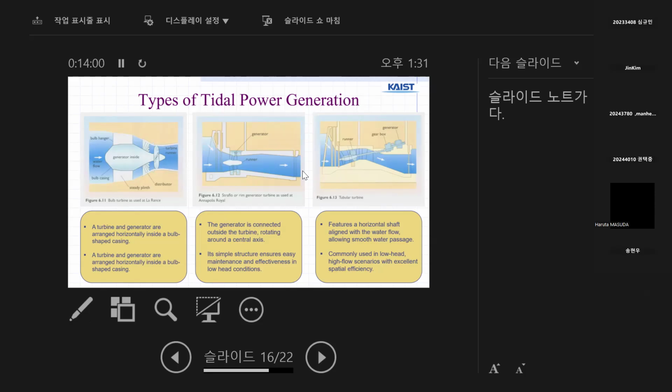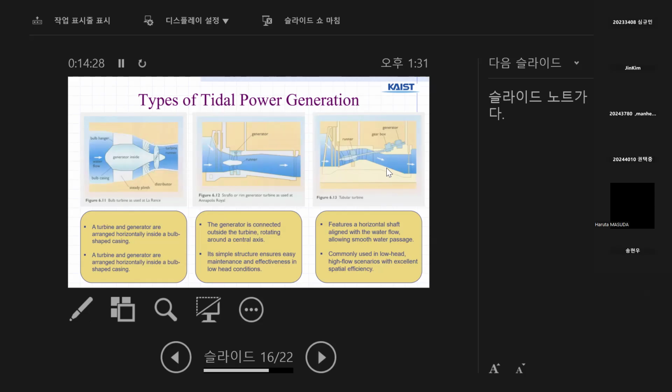First, the bulb type is a turbine where the generators are arranged horizontally inside the bulb-shaped casing. This is the bulb-shaped casing, and the turbine. The second one is the straflo type. The generator is connected outside the turbine and rotates around the central axis. Its simple structure ensures easy maintenance and effectiveness in low head conditions.